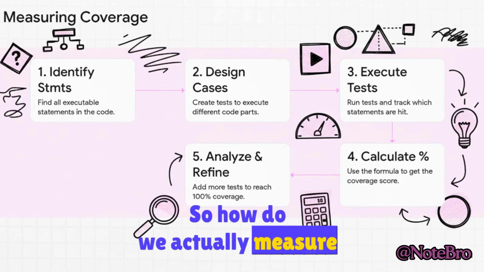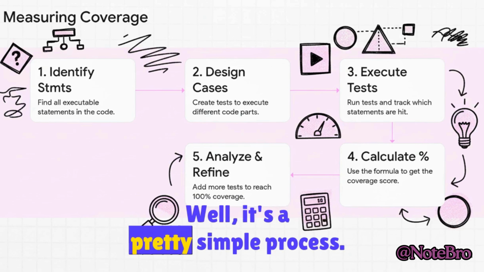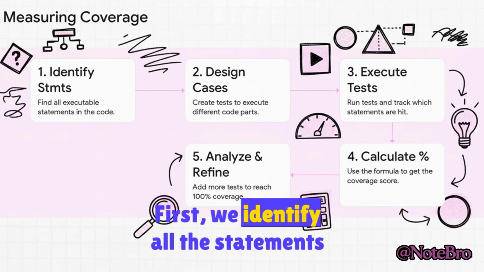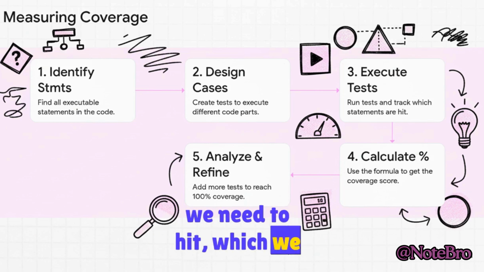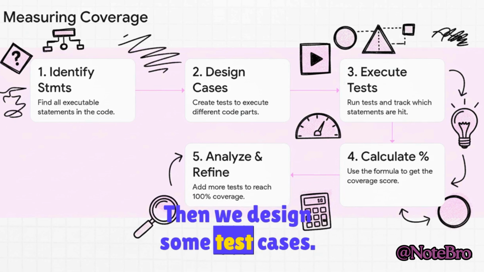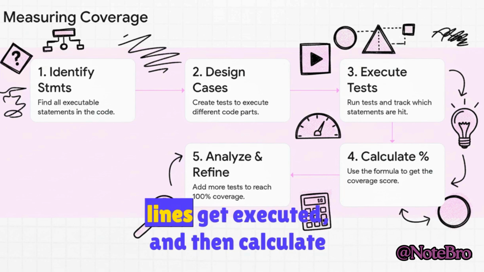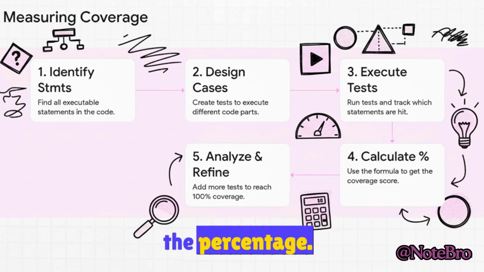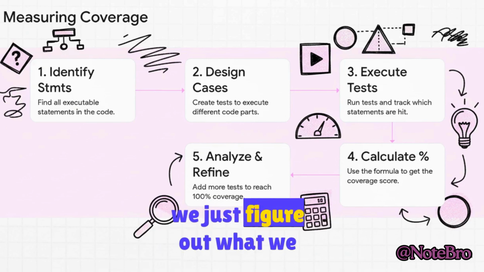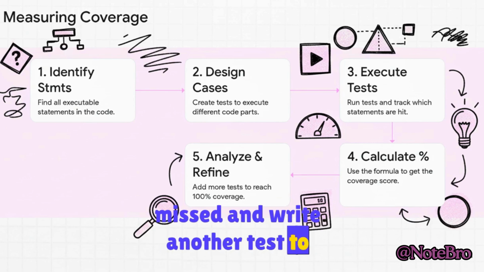So how do we actually measure the coverage for this? Well, it's a pretty simple process. First, we identify all the statements we need to hit, which we just did. Then we design some test cases. We'll run those tests, see what lines get executed, and then calculate the percentage. If we're not at 100%, we just figure out what we missed and write another test to cover it.